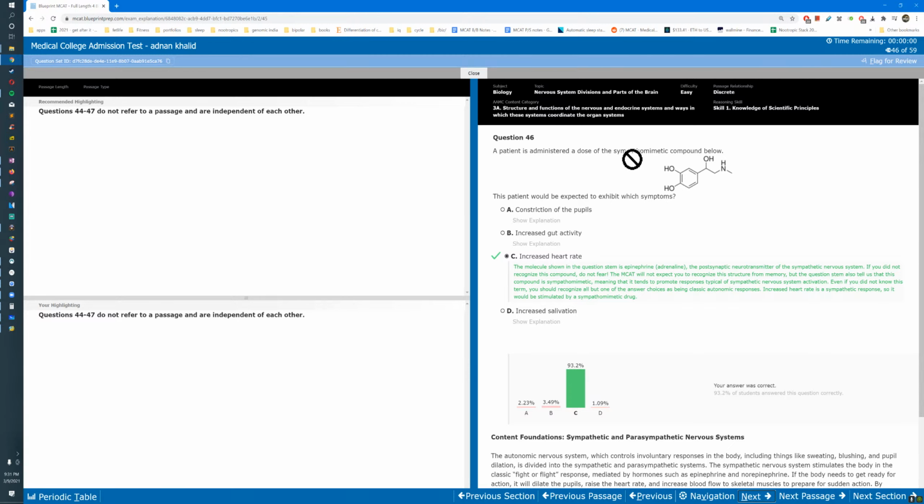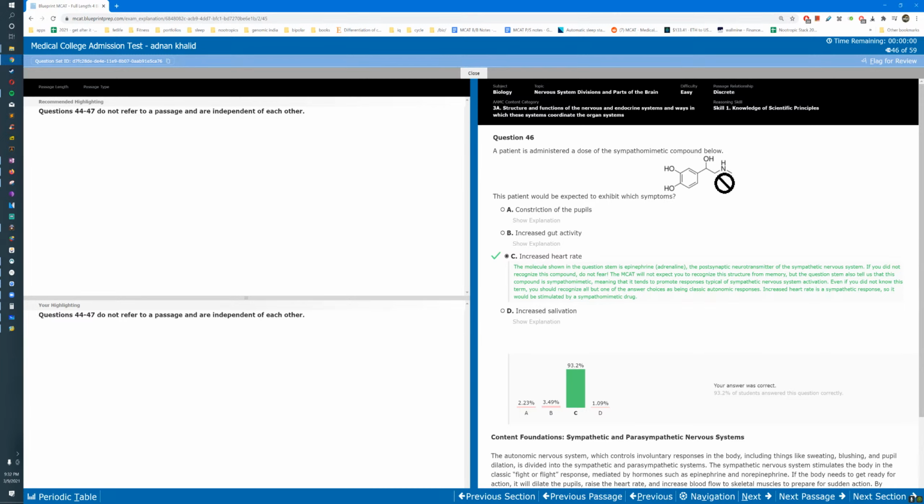This thing's sympathomimetic. The sympatho part is the sympathetic nervous system. Mimetic means that it would probably work to mime it or to be similar to it. And it looks like a catecholamine, which involves dopamine or epinephrine, whatever.